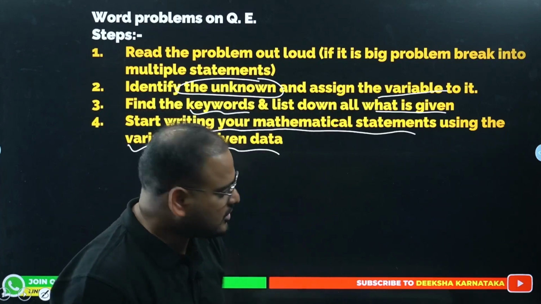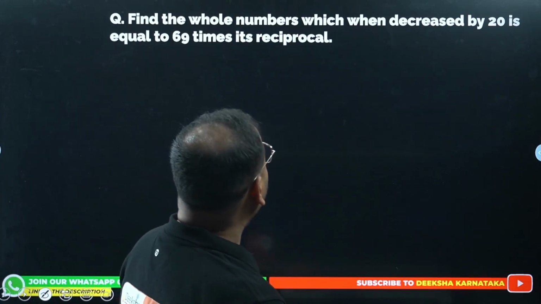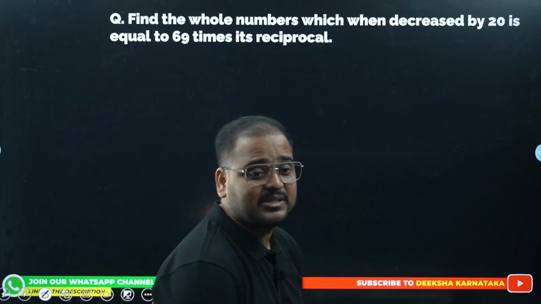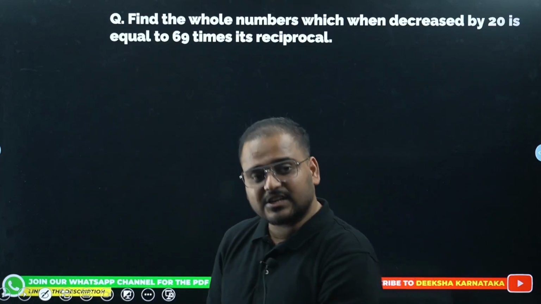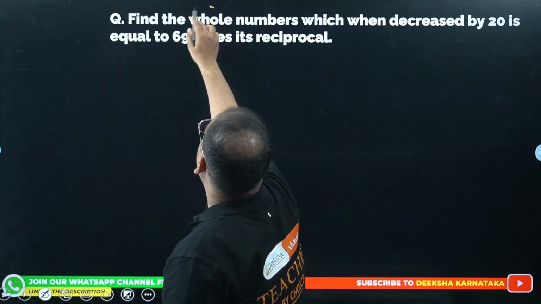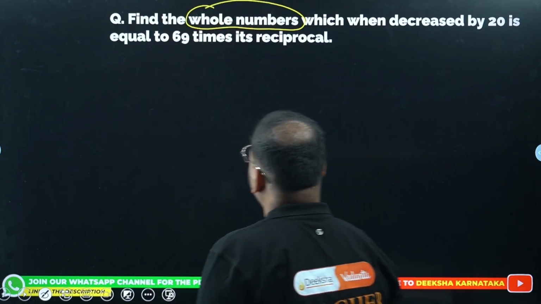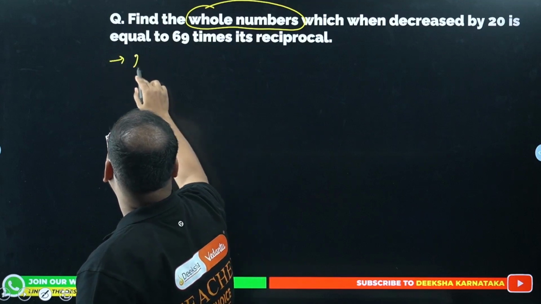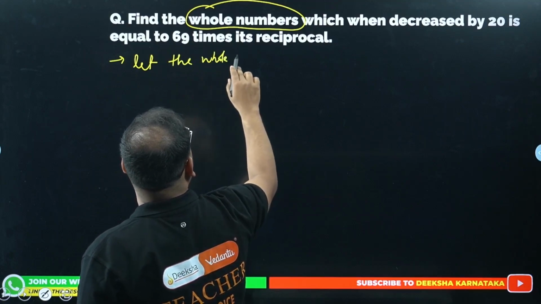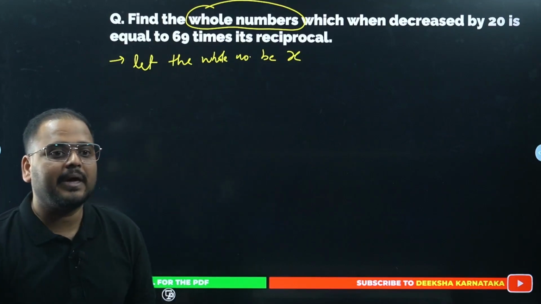Okay, let's take some questions and solve it. Find the whole numbers which when decreased by 20 is equal to 69 times its reciprocal. Okay, so what are they asking us to find? What are they asking us to find? Whole numbers. Okay, so let the whole number be what? X. Let the whole number be simply X, okay?